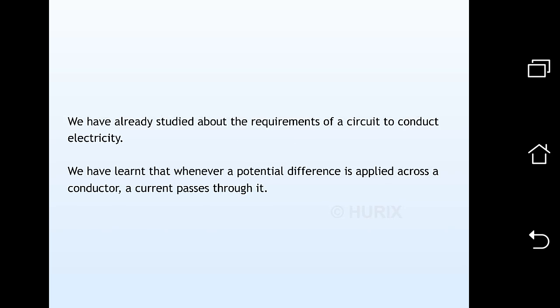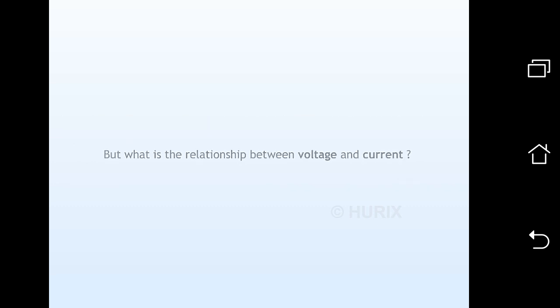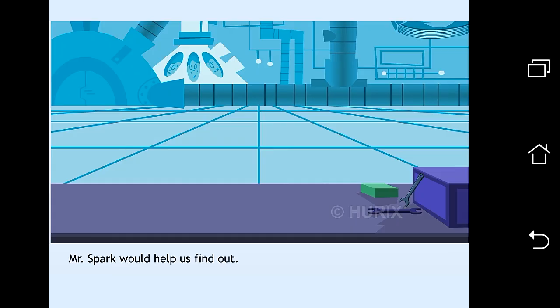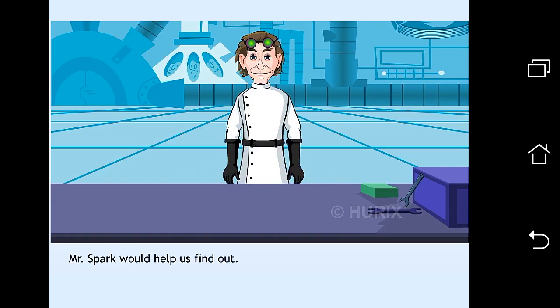Ohm's law. We have already studied the requirements of a circuit to conduct electricity. We have learnt that whenever a potential difference is applied across a conductor, a current passes through it. But what is the relationship between voltage and current? Mr. Spark would help us find out.